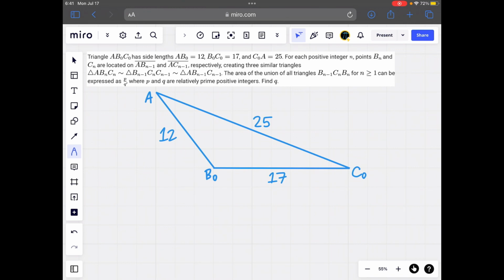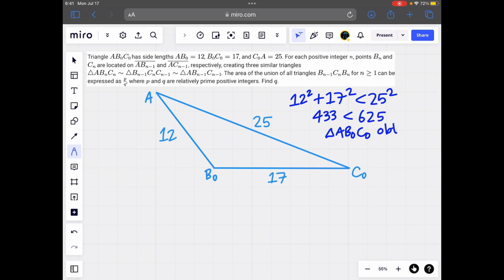And we know that triangle AB0C0 is an obtuse triangle because the sum of the squares of its two shortest sides, 12 squared plus 17 squared, is less than the square of its longest side, 25. 12 squared is equal to 144, 17 squared is equal to 289, so their sum is equal to 433, and that is less than 625. So triangle AB0C0 is obtuse.